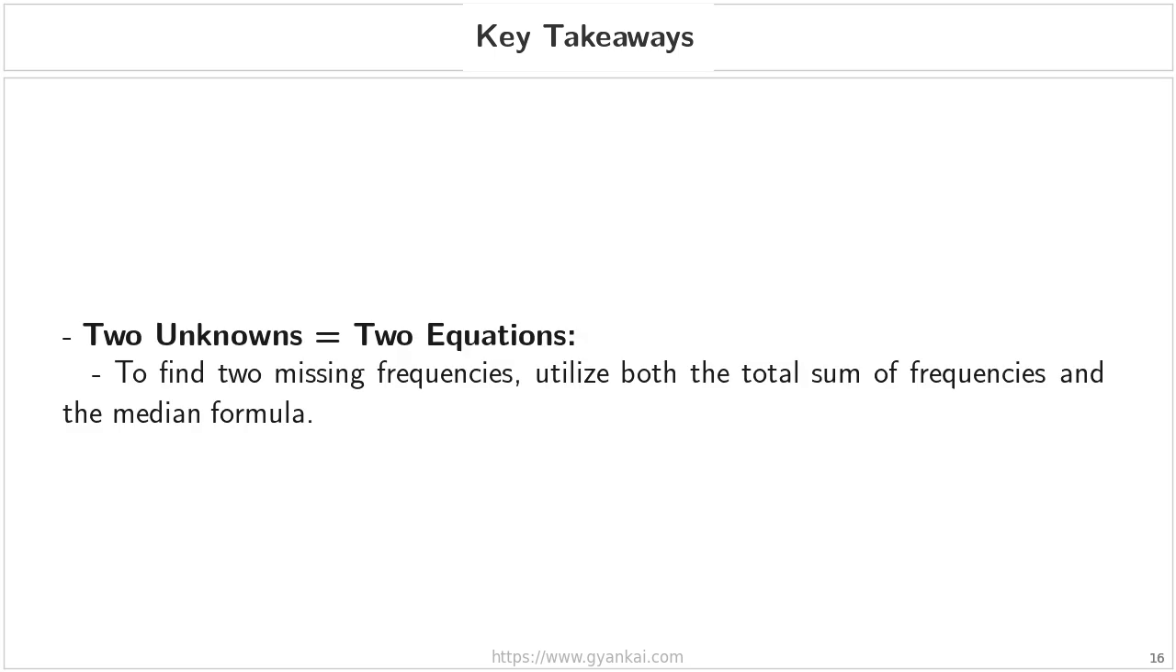Key takeaways. To wrap up our lesson today, let's review the key takeaways to ensure you have a solid grasp of this topic. First, remember the principle: 2 unknowns equals 2 equations. Whenever you are faced with 2 missing frequencies, like the x and y we solved for in our example, you cannot rely on just one piece of information. You must utilize both the total sum of all frequencies and the median formula to create a system of equations.